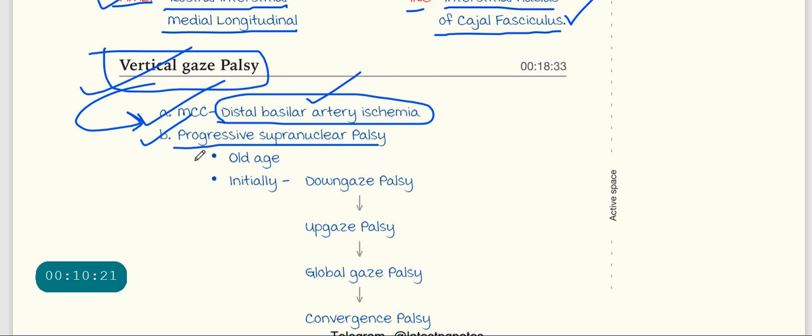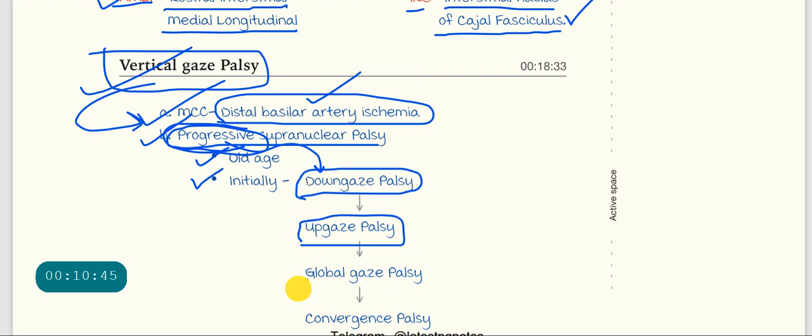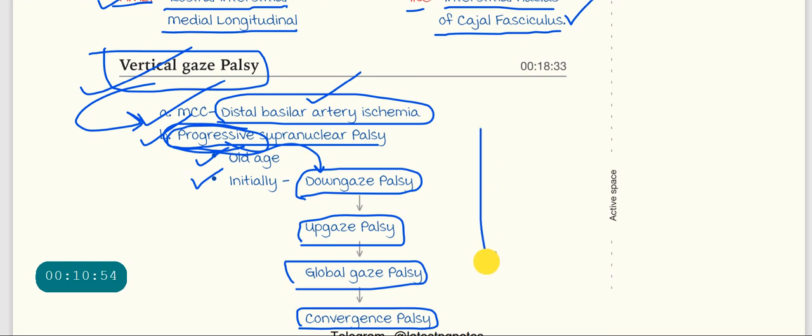And initially how is it seen? The name itself tells us that it is progressive, and if it is progressive, then it will occur in sequence. So first is the down gaze palsy, then comes the up gaze palsy, then the global palsy, and finally convergence palsy occurs. So this is the order in which it progresses.